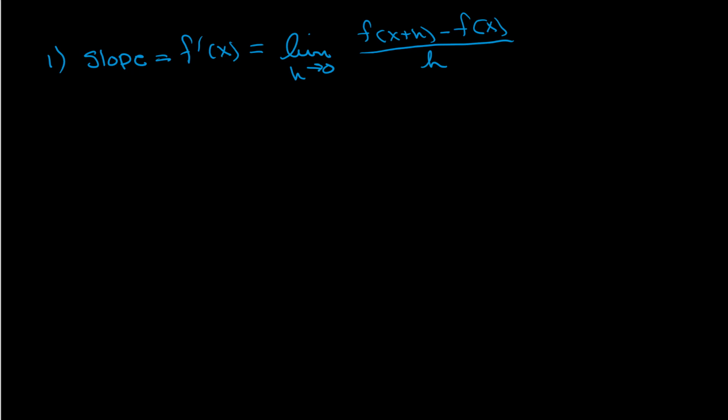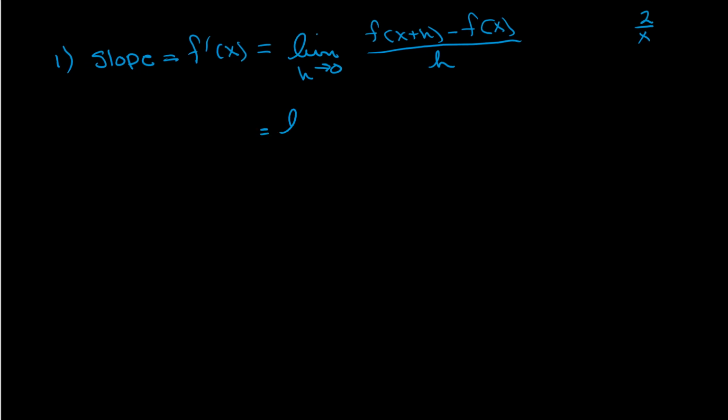Now, remember, our function in this case is 2 over x. So as I go about computing the derivative, I'm going to have my limit as h goes to 0. In the denominator, I'm going to have h. Now, here comes the fun part. Our function is 2 over x, so the notation indicates that where x is, I'm going to substitute in x plus h. So I have 2 over x plus h, minus the second notation, which just means copy down the function, 2 over x.